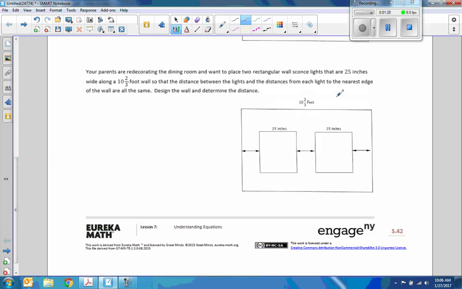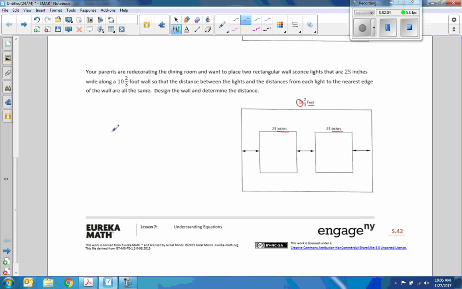So if we do this again, now we have 25 inches, feet. So the first thing I'm going to notice is we don't have the same unit of measurement. So this here, it's the same type of problem. This time we're placing 2 rectangular wall sconce lights that are 25 inches wide along a 10 2/3 foot wall. Stop right there, convert to inches, deal with the whole portion first, okay? And so on.